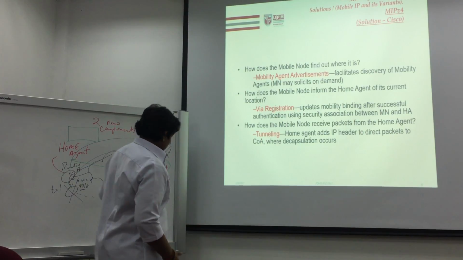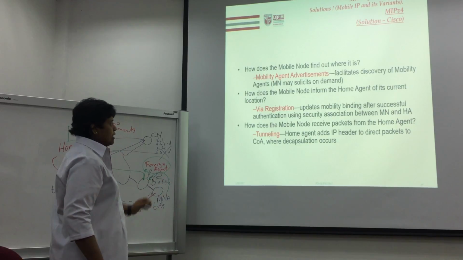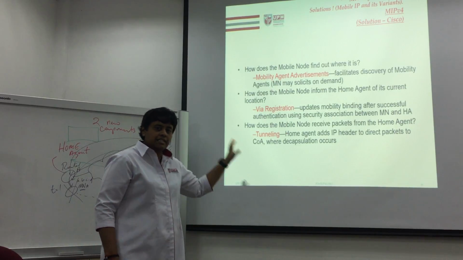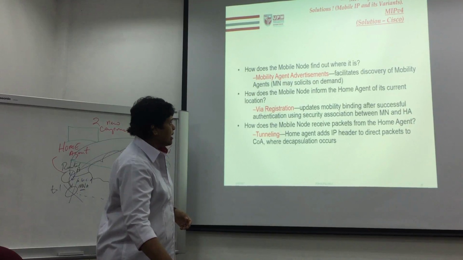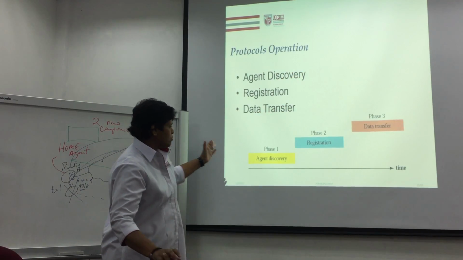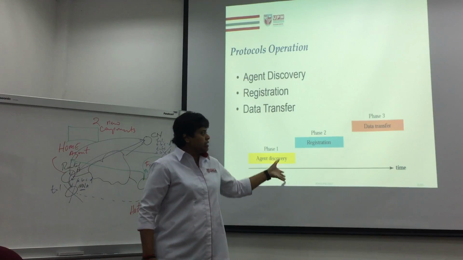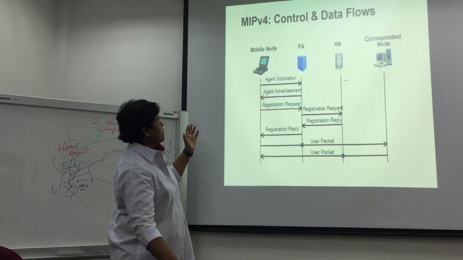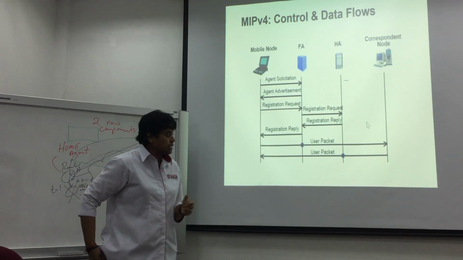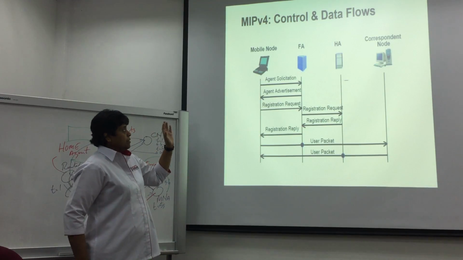So the process that we so simplistically explained involves these detailed processes which you have agent advertisement, registration, tunneling and so on. So you have phase 1 agent discovery, registration, data transfer and so on and so forth. So you can have a look at this. This is a very clear description of the movement.